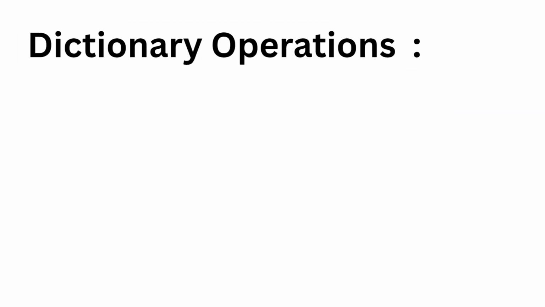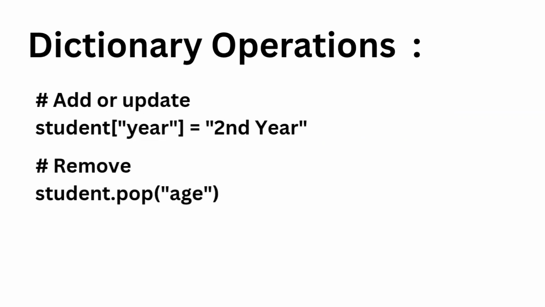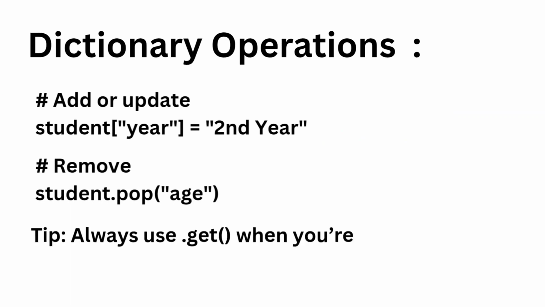Let's see about some common dictionary operations. We can operate on this dictionary by adding and removing. For adding an item in this dictionary, we only use the key and value and then it will add the value to the dictionary. For removing an item from the dictionary, we just use the pop function. It will remove the item from the dictionary. Always use the .get function when you are unsure if a key exists.